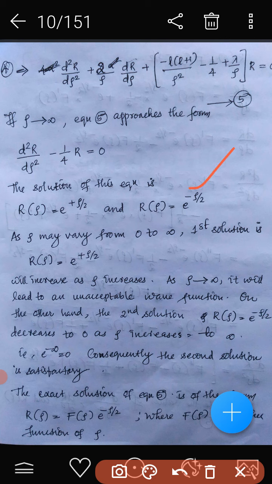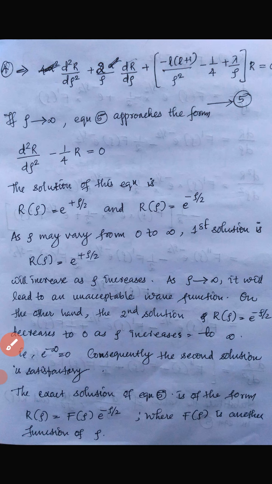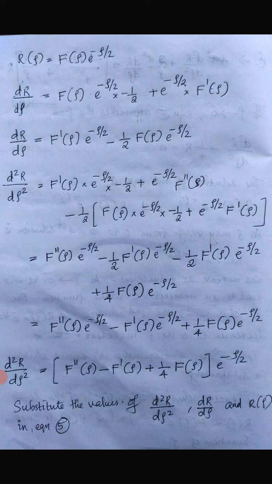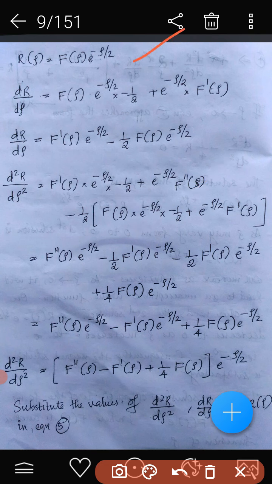So the exact solution of equation number 5 is of the form R is equal to f into e to the power minus rho by 2, where f is another function of rho. So R is equal to f of rho into e to the power minus rho by 2. So dR by d rho is equal to, I differentiate this equation, then this equation becomes this one, and again I am differentiating this equation, that is d square R by d rho square. Then I'll get this equation.